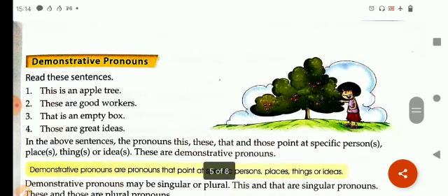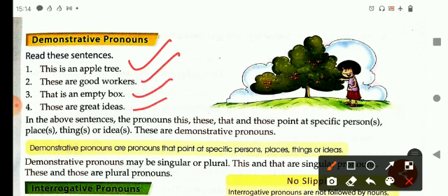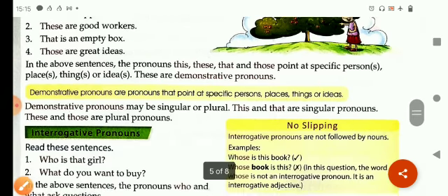Now let's read about demonstrative pronouns. For example: This is an apple tree. These are good workers. That is an empty box. Those are great ideas. In the above sentences, the pronouns this, these, that and those point at a specific person, place, thing or idea. So these are demonstrative pronouns. Demonstrative pronouns are pronouns that point out a specific person, place, thing or idea. You can learn from here.